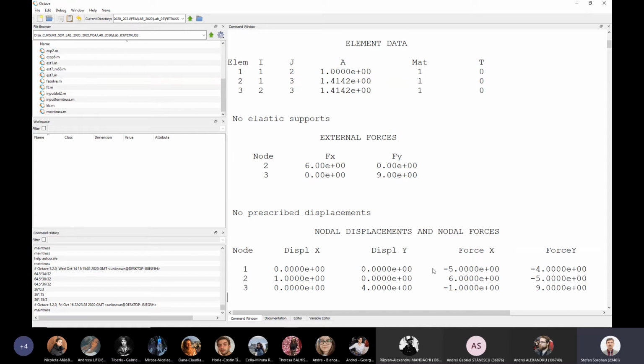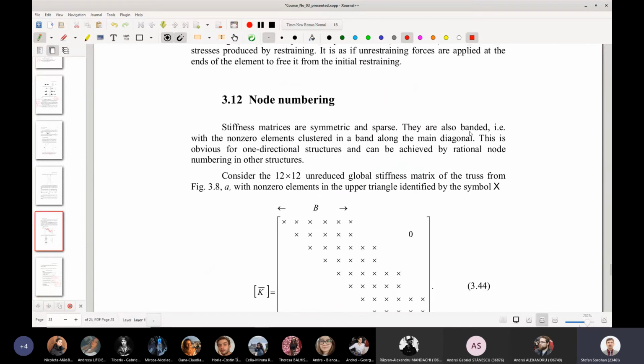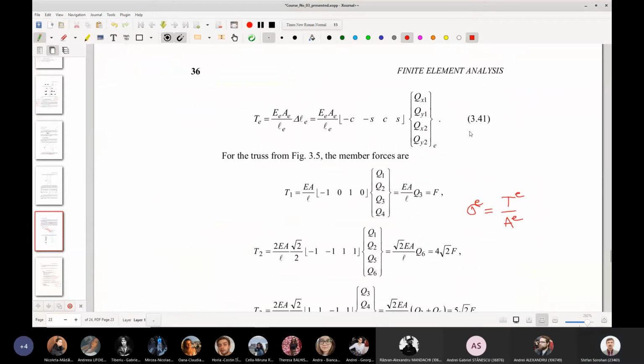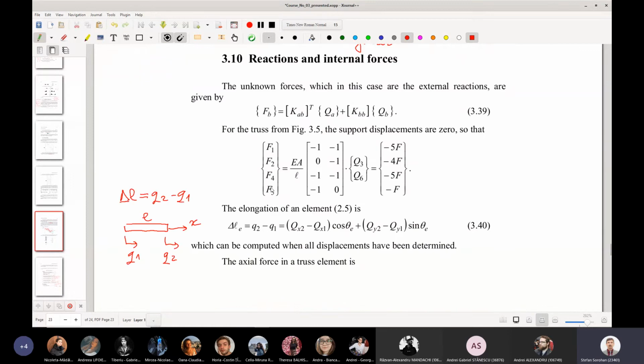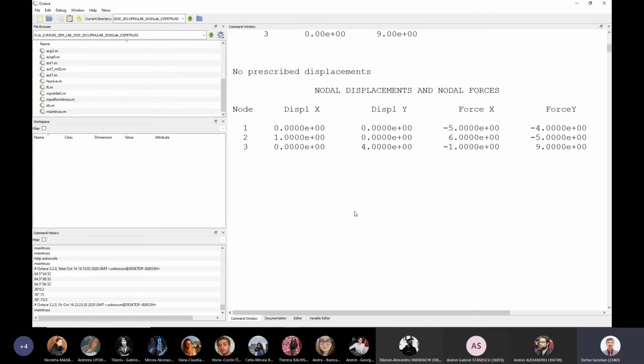And here we have the reactions. The reaction in node 1 is minus, in opposite direction of the x-axis. Minus 5, minus 4, 6. 6 is given load. 9 is also the given load. And here we have minus 5 and minus 1. If you will go back in the course, you can check that the reactions here are minus 5, minus 4, minus 5, minus 1. Minus 1, minus 5 here. So the results are the same.